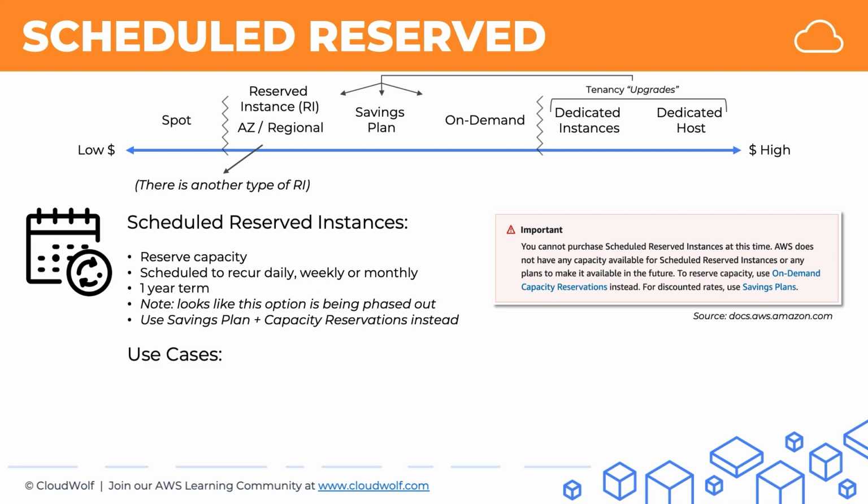The use cases for scheduled reserved instances are batch jobs that you might want to run at night, and peak demand times and days. So there we go.